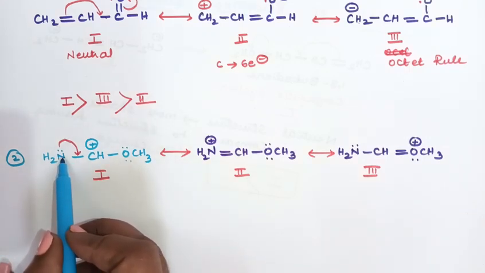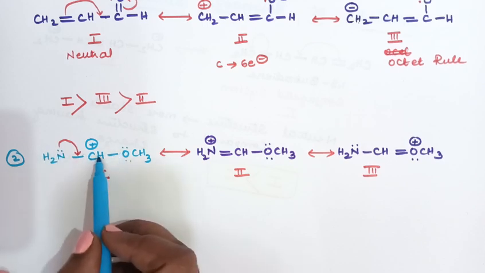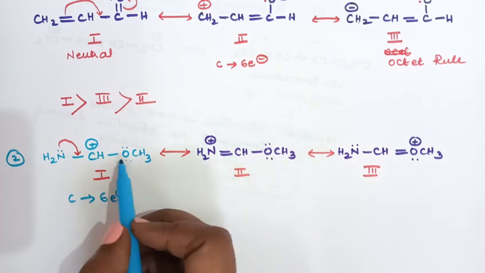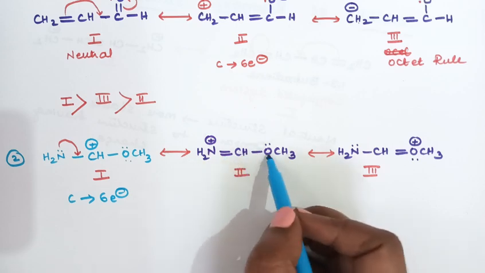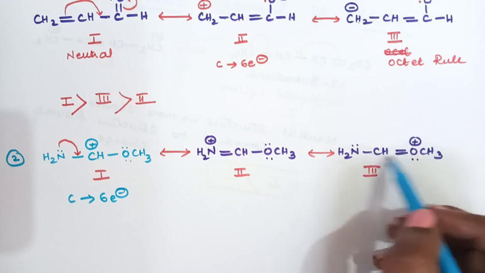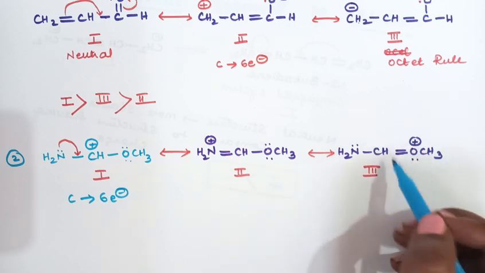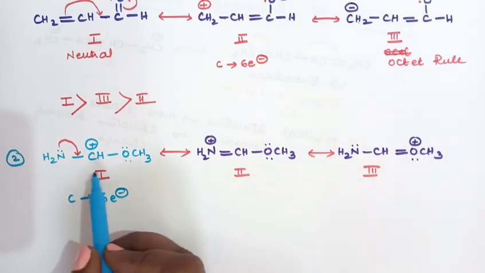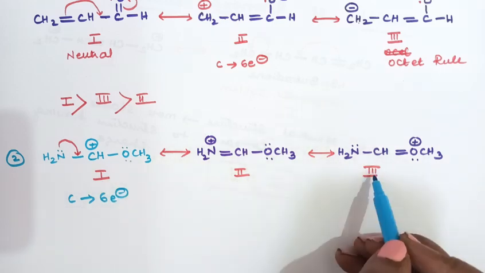So here nitrogen 1, 2, 3, 4, 5, 6, 7, 8. See this carbon 1, 2, 3, 4, 5, 6. So carbon has only 6 electrons here. Oxygen has 8 electrons. So nitrogen has 8 electrons, carbon has 8 electrons, oxygen 8. So the octet is complete here. And here carbon has 8 electrons, oxygen has 1, 2, 3, 4, 5, 6, 7, 8. So the octet is complete. So only here the octet is not complete. So this will not be stable, whereas these two will be more stable because they follow the octet rule.